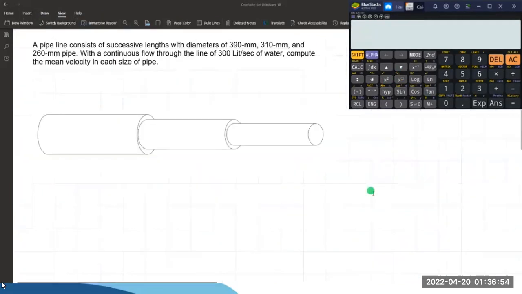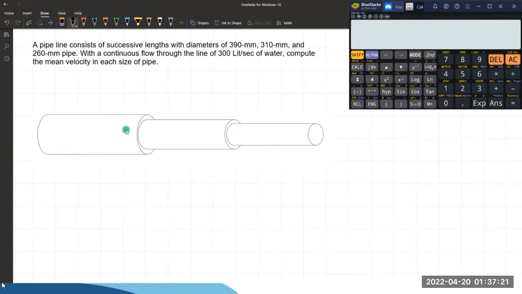Next problem. A pipeline consists of successive lengths with diameters of 390 mm, 310 mm, and 260 mm, with a continuous flow through the line of 300 liters per second of water. Compute the mean velocity in each size of pipe.